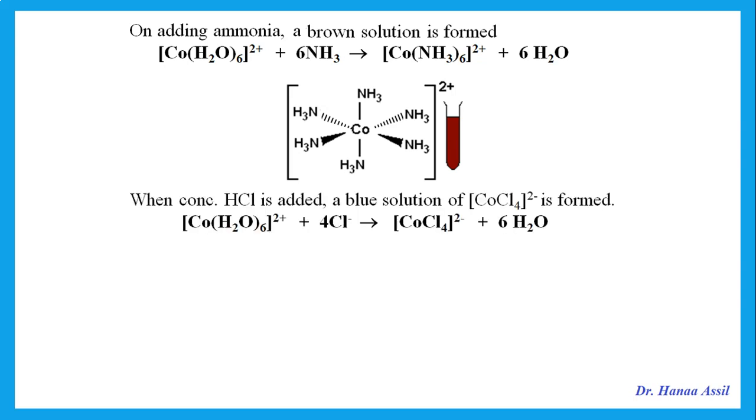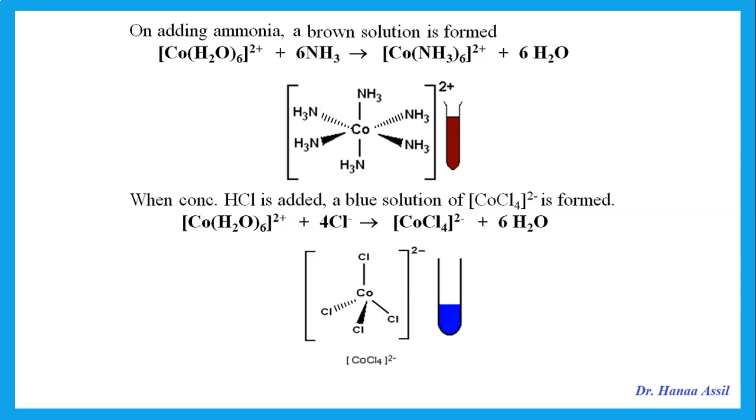If we add concentrated HCl, remember you're required to know these equations, so you should know the equations and the colors and the structure of the complex. So cobalt reacts with the chloride to form cobalt with 4 chloride ligands, and this is a blue solution. Remember, when we replace the water with chloride, this is called a ligand exchange or ligand substitution reaction.